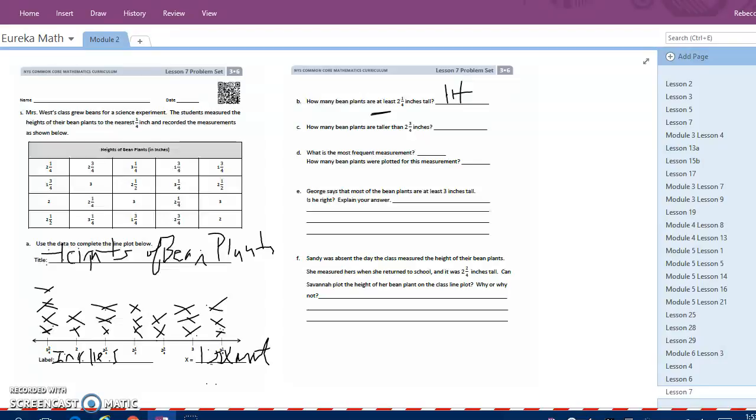How many bean plants are taller than 2 3/4 inches? Okay, so taller than 2 3/4 means we do not include 2 3/4. So I'm just looking at the 3 and the 3¼. So I've got 3 plants here and 3 plants here. So 3 plus 3 is 6.